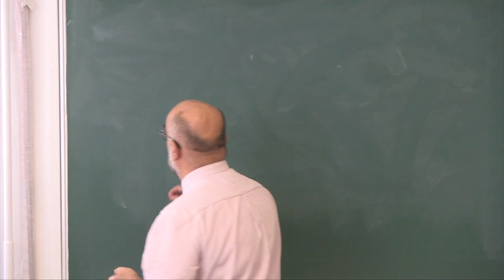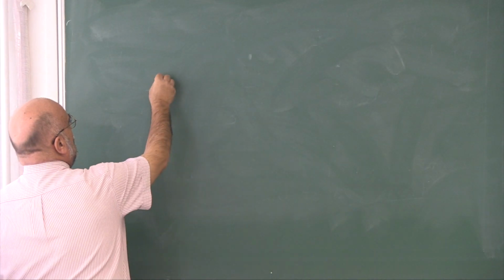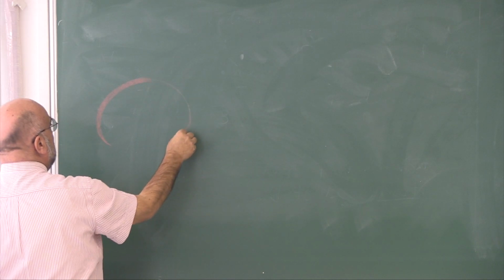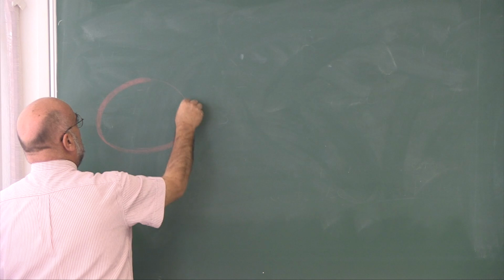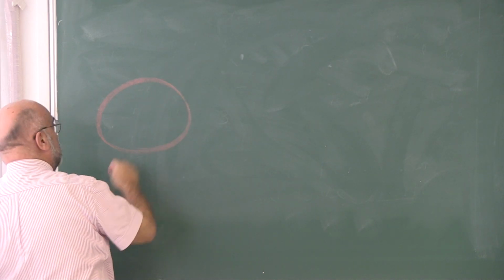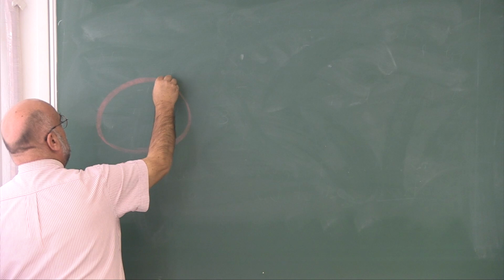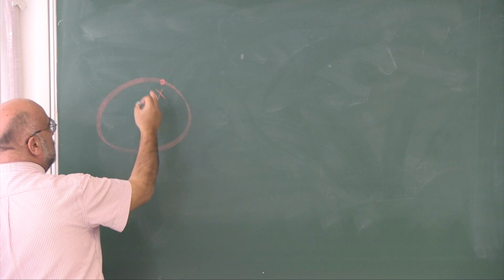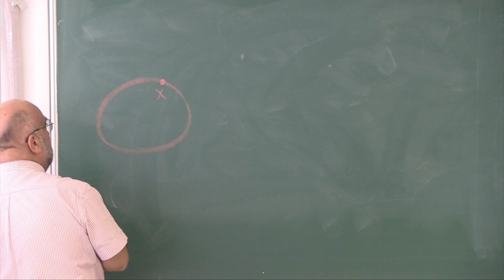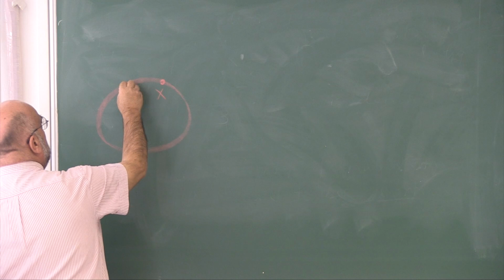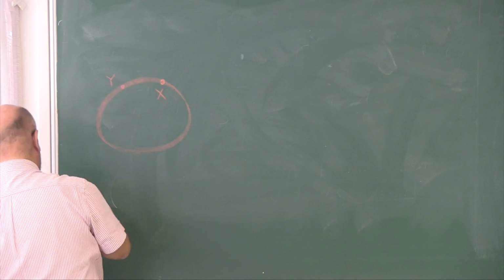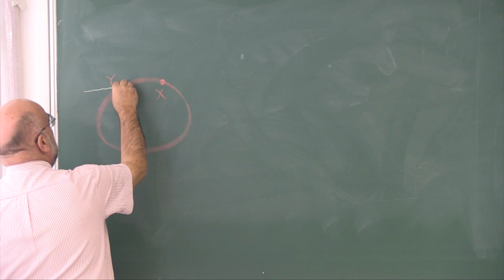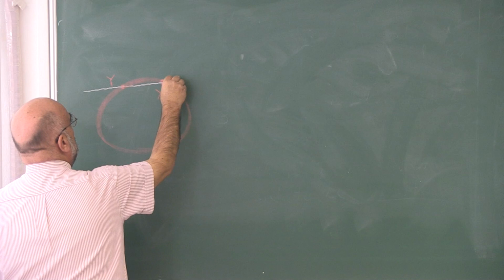Okay, so what do we mean, first of all? In the presence of an ellipse, let's say this is an ellipse, and you have a point X on it. What do we mean when we talk about the tangent at X? Well, what is meant is quite simple. You simply take another point, Y, on the ellipse, and you look at the chord XY, the line that joins X and Y.